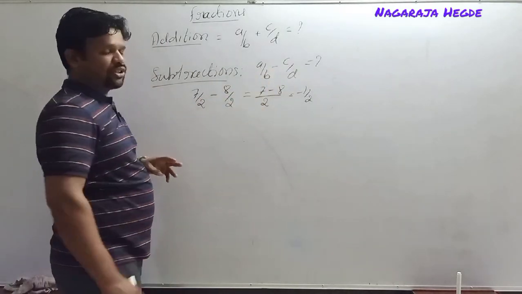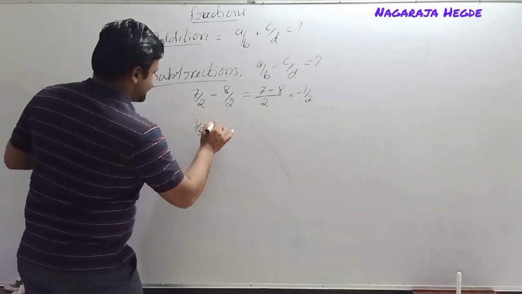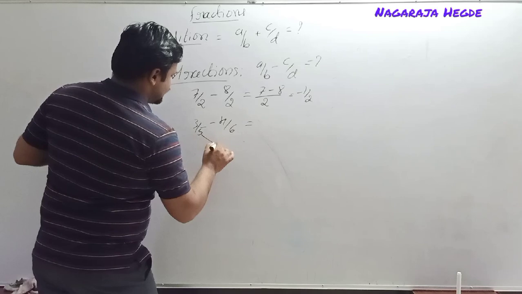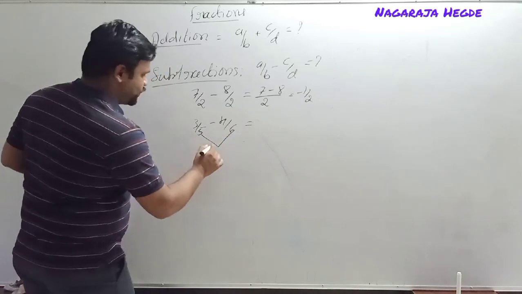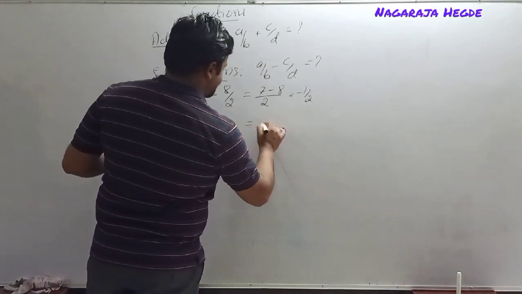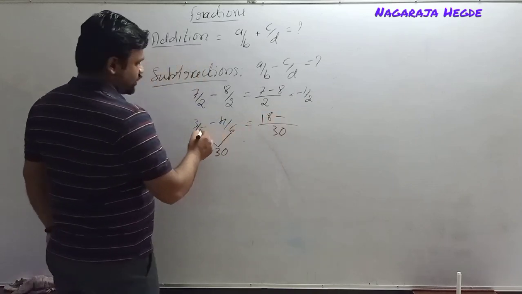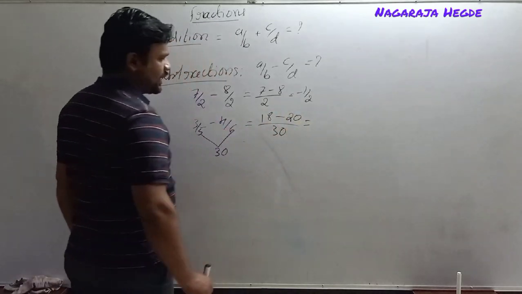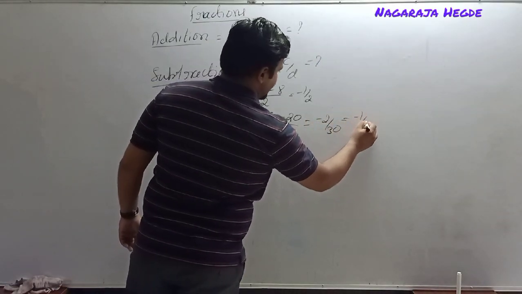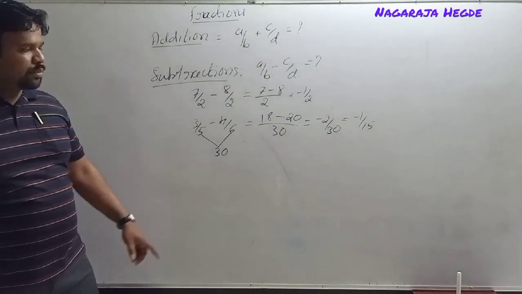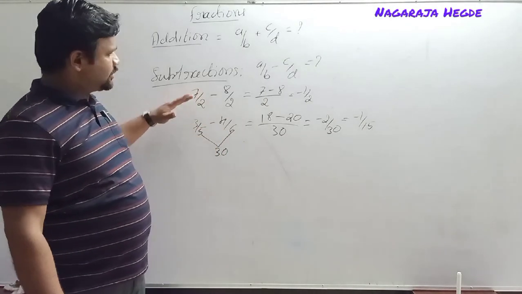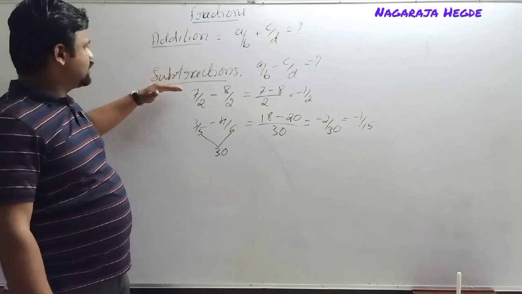What will happen if the denominators are not the same? 3 by 5 minus 4 by 6. Then consider the LCM of these two. They are relatively prime numbers, so 30 is the LCM. Multiply 6 for this, 30 write it here. 6 threes are 18 minus 5 fours are 20. So what are we going to get? 18 minus 20, it is minus 2 by 30. You can further simplify this. You can write minus 1 by 15. So minus 1 by 15 is the subtraction of these two fractions. So the same rules are applicable for subtraction as for addition.